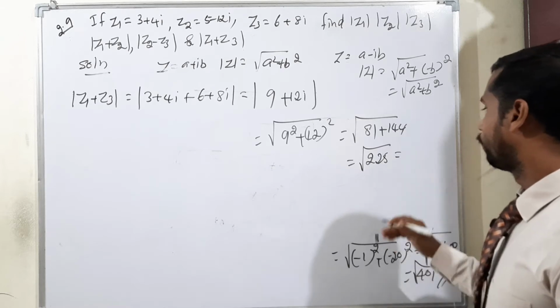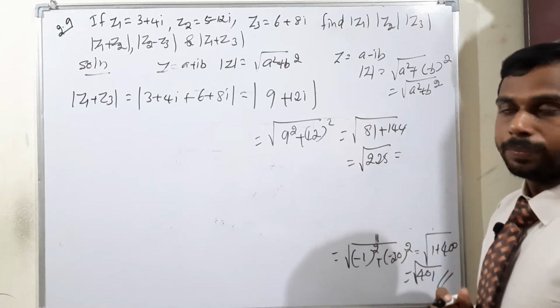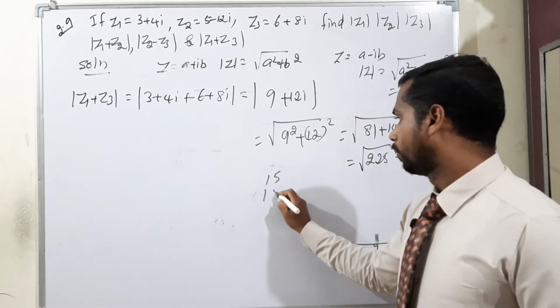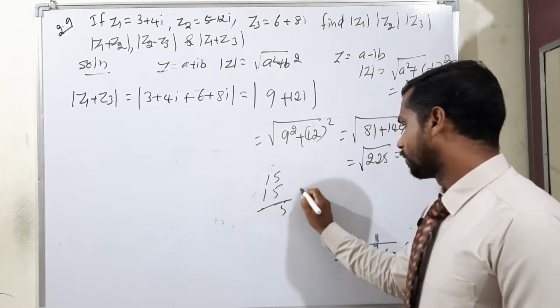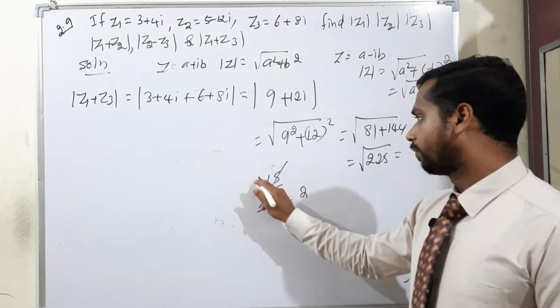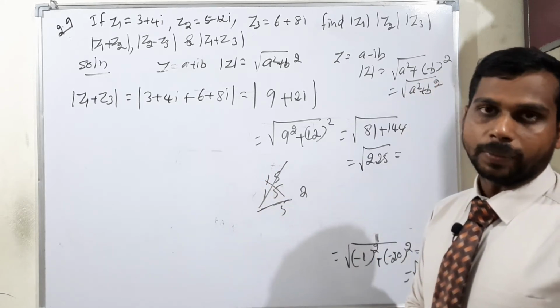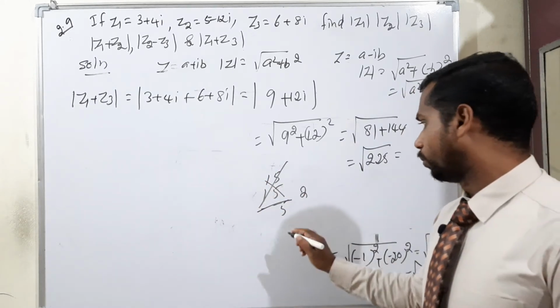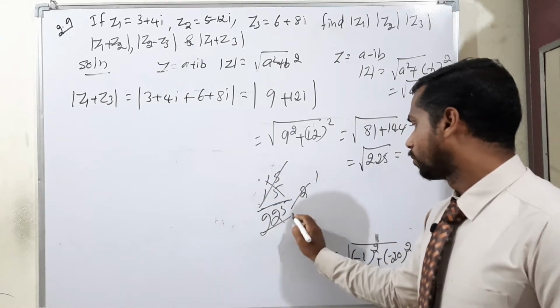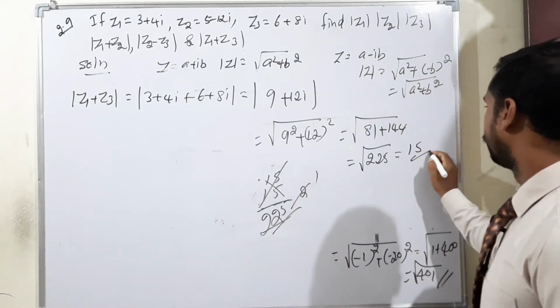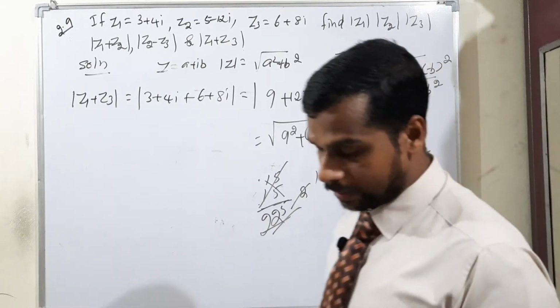So 225 is definitely 15 square, isn't it? 5 fives are 25, so 5 carry 2. 1 five is 5, again 1 five is 5. 5 plus 5 is 10, 10 plus 2 is 12, so 2, carry 1. 1 one is 1. So 225. The answer for modulus of Z1 plus Z3 will be 15.